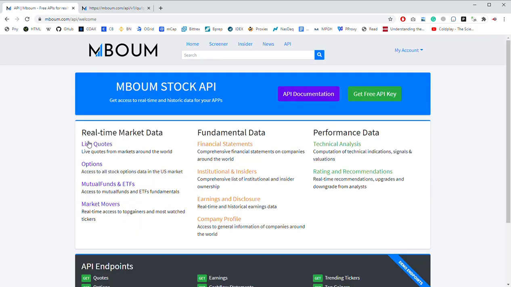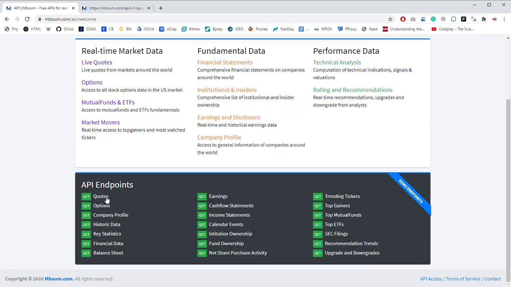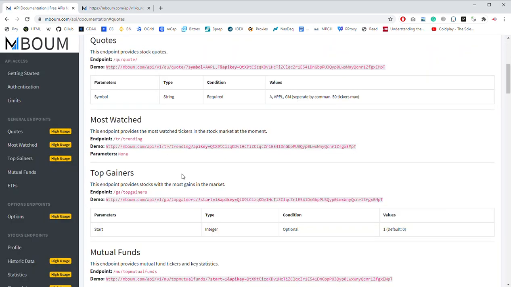So if you click over there, you can check out the live quotes, options, mutual funds, and ETFs, market movers, financial statements, institutional and insider ownerships, earnings and disclosure, the company profile, technical analysis, ratings and recommendations. So let's check out a few of the API endpoints.